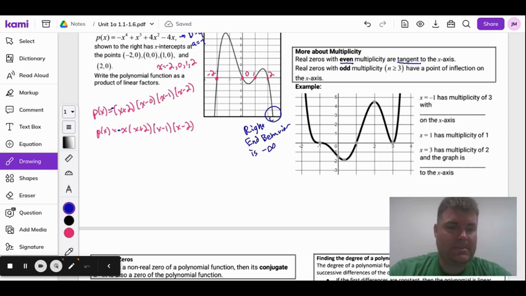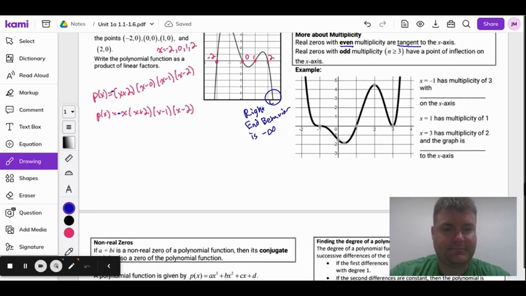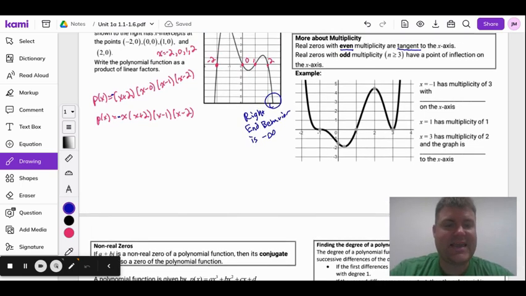So if we look at this example right down here, do you see any even multiplicities? If you're wondering, how do I find an even multiplicity? Where are we tangent on the x-axis? You have no clue what that means. In the notes I used last time, I said bounces. If something bounces, it's also tangent to the x-axis.